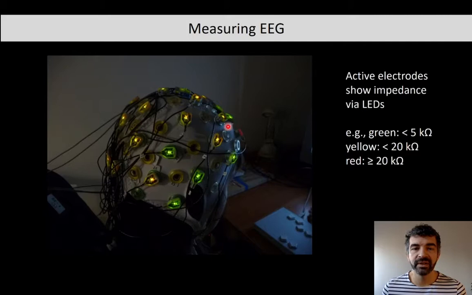Here you can see a participant in the lab who wears this head cap, and here you can see that the LEDs indicate how good the connection already is. If it's green, the gel is in the right place. If there's one red one here, it means it doesn't have gel yet, and if there's some gel but the connection isn't right yet, it is yellow or orange.